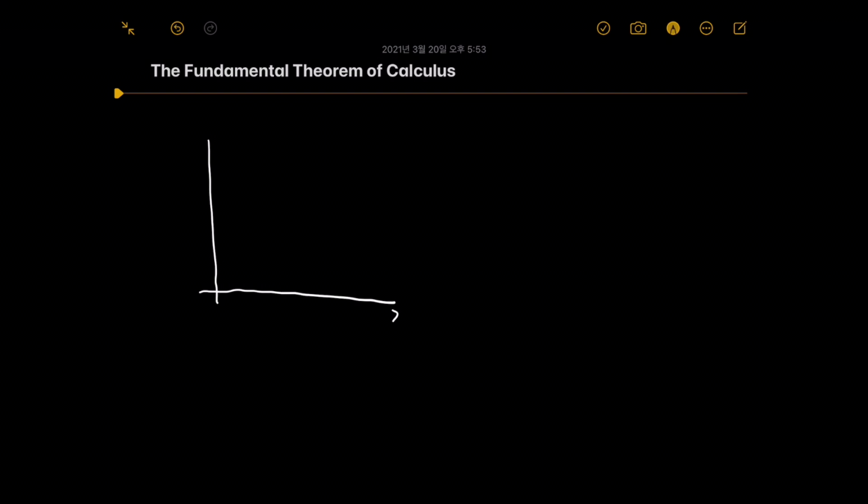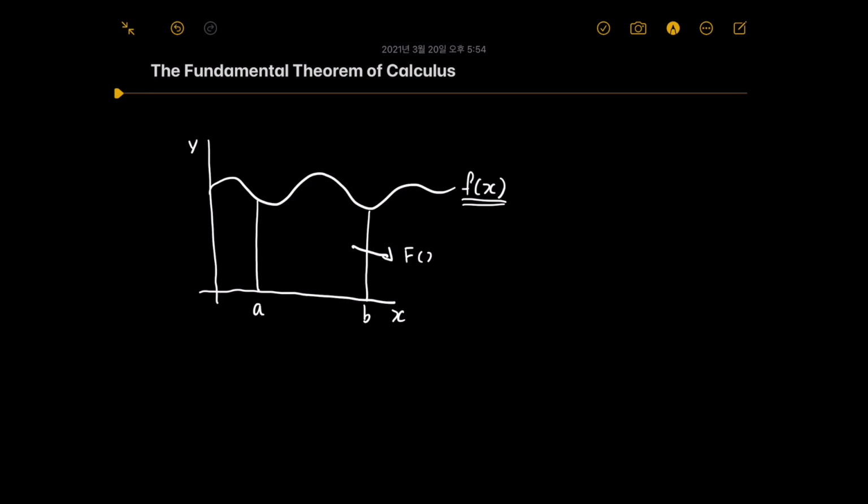So there's an x and y axis, and there's a function, let's say f of x. And we want to find the area under the curve from a to b. And the area function is the antiderivative of small f of x. So therefore, the function for the area is the capital F of x.